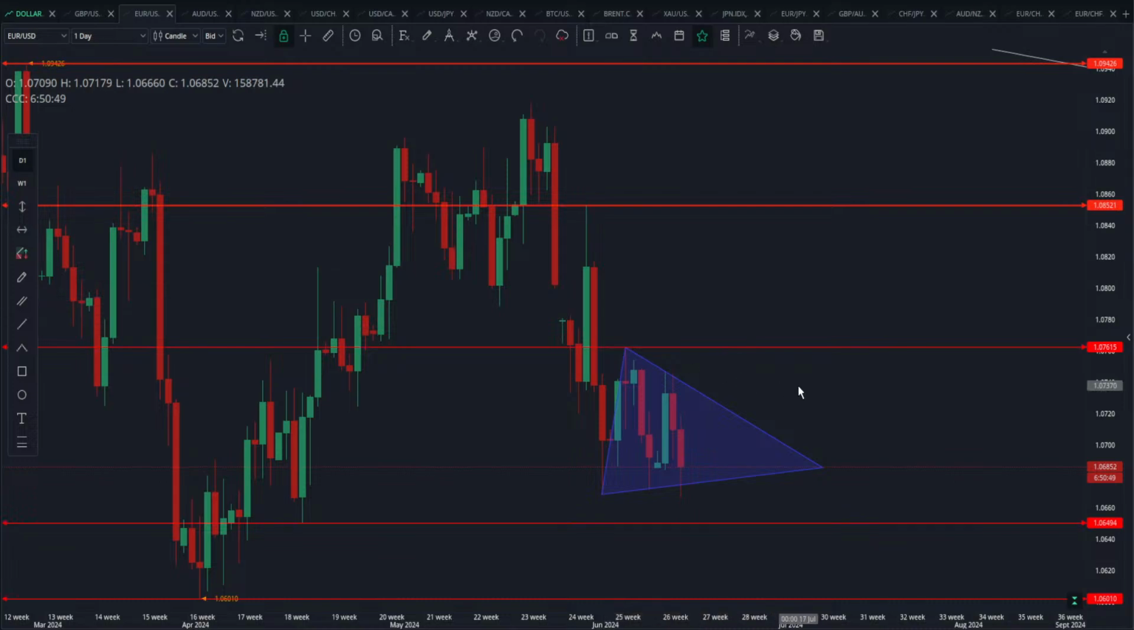Yes, this is the resistance. So if the price trades above 1.07615, then you will see higher highs in this market if it breaks higher than 1.0761.